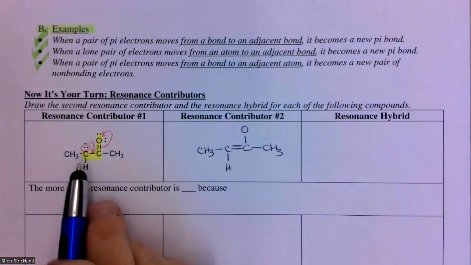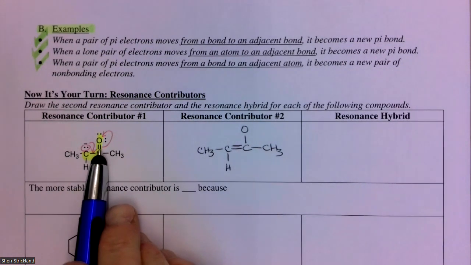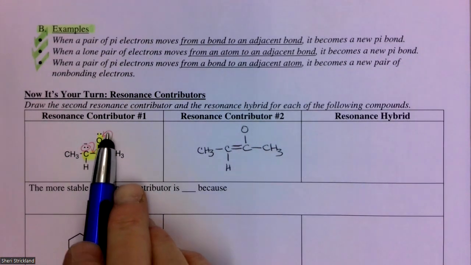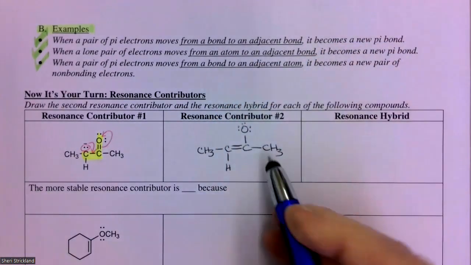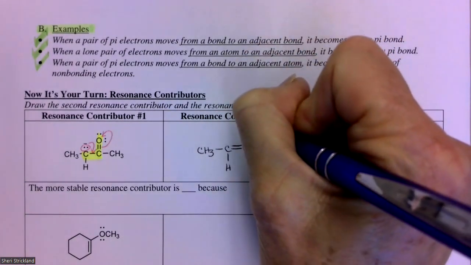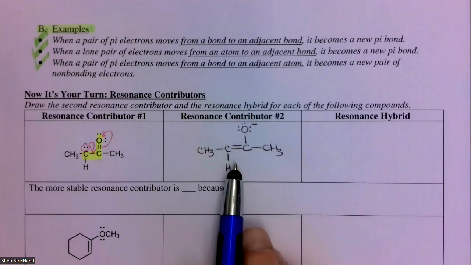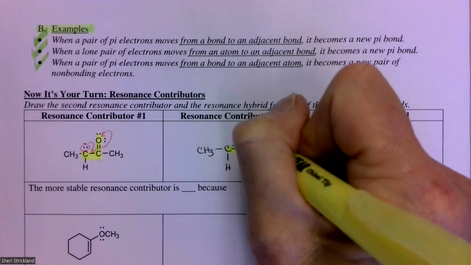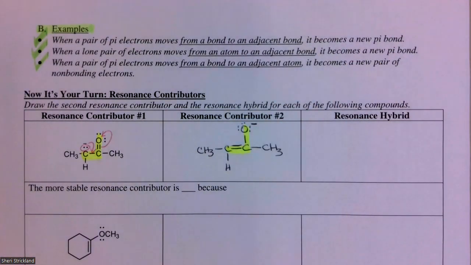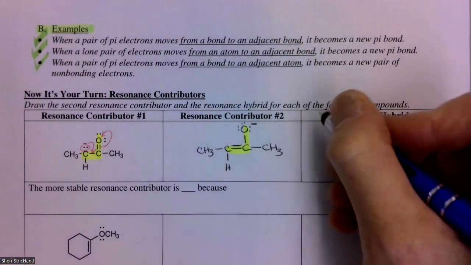This pair of non-bonding electrons moved to an adjacent bond and became a pi bond. This pair of pi electrons in that pi bond moved to the adjacent atom and became this third pair of non-bonding electrons right there. The negative charge was on the carbon here, and it's on the oxygen there. So it's still the same three atoms that we saw as the delocalized system here, and the resonance hybrid has to involve just those atoms also.